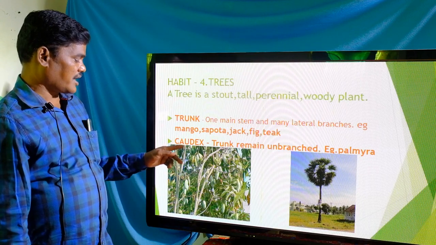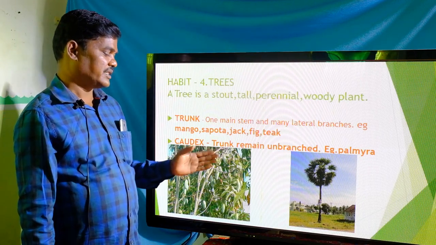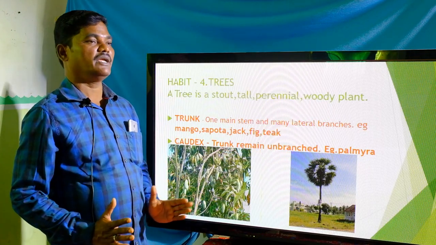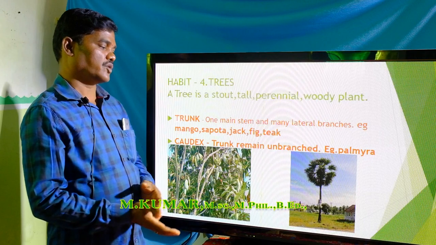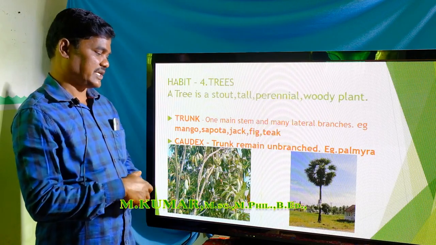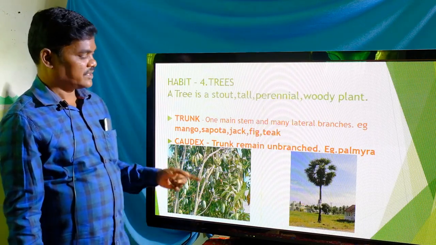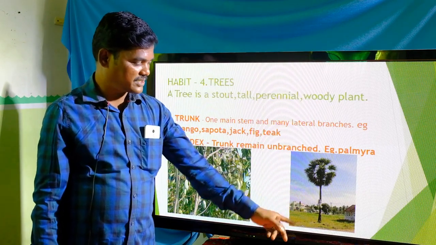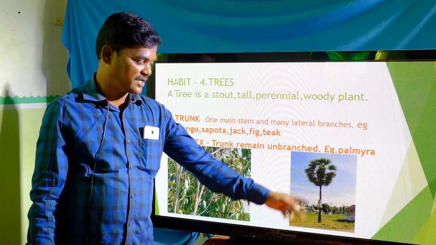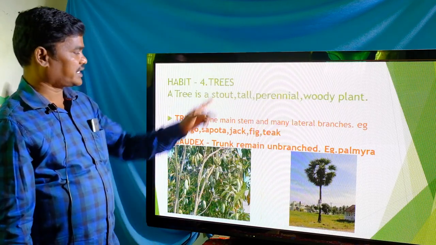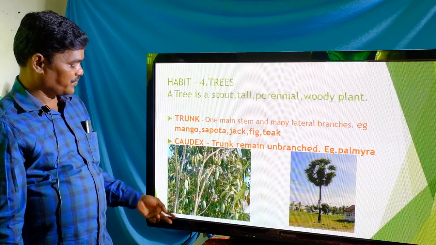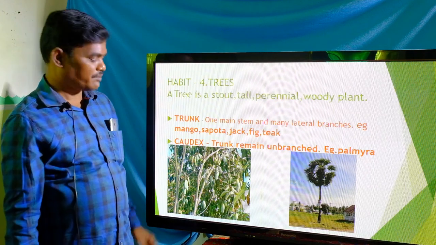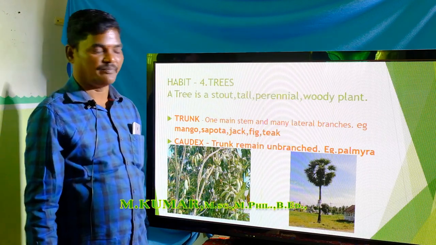These are all plants containing a big trunk. Another one is caudex. Caudex means the trunk remains unbranched. So unbranched means only one stem, it grows in an upward direction. That is called caudex. So for example, see that palmyra. So panai maram is a best example. Coconut, Cocos nucifera, is a best example for this. For trunk, we give the example of the mango tree. So many branches are there, the trunk is there. Mangifera indica, this is the botanical name.